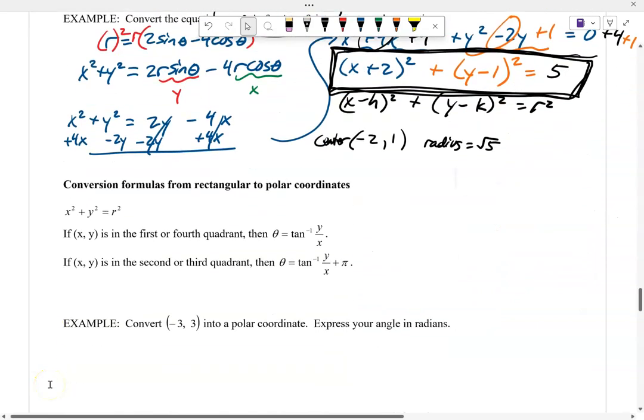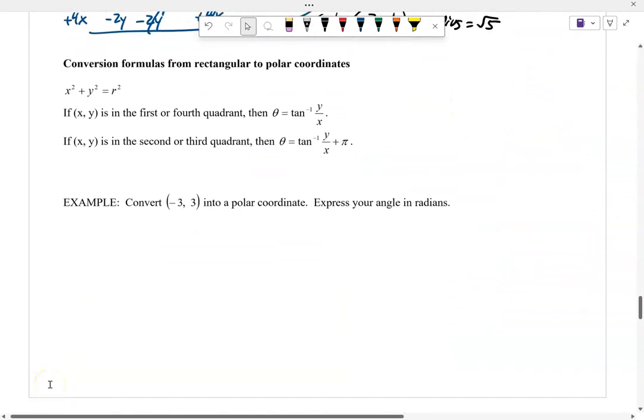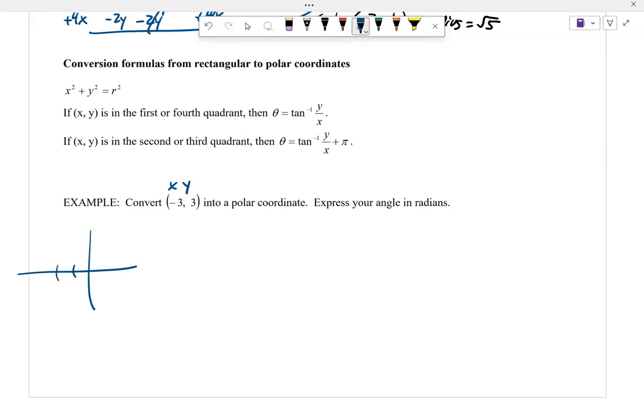Last part of this is we're going to convert from rectangular now to polar coordinates. Okay, and so you want to again remember x squared plus y squared equals r squared, and then we'll talk about those second lines there. I'll walk you through that, but let's go ahead and look at this first one. Convert this rectangular coordinate, negative 3, 3, into a polar coordinate.